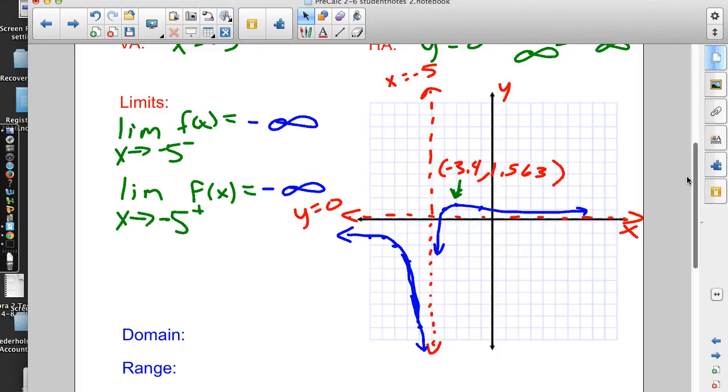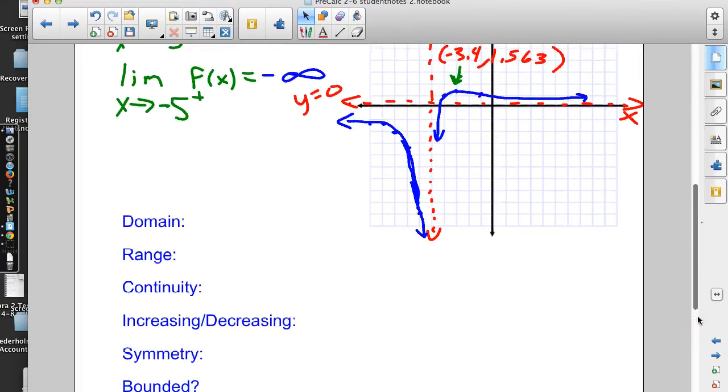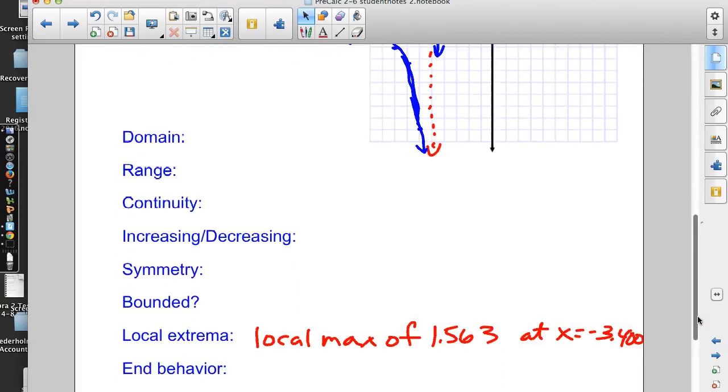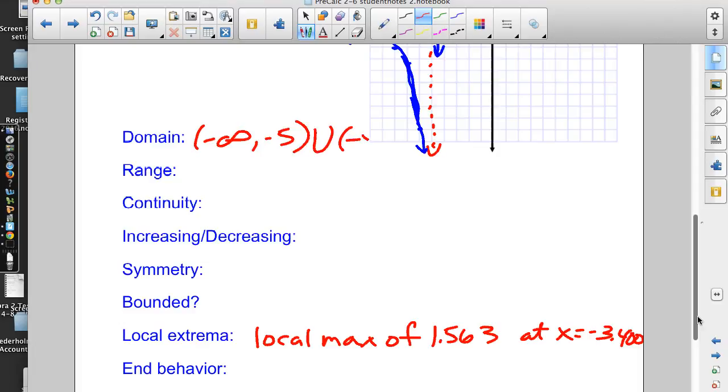So normally, that was kind of where we were going to stop, except now they also say analyze the graph. And to analyze the graph means more of our objective. We've got to do domain, range, continuity, all of that good stuff. So, domain. Did we have anything we had to leave out? Yeah, that was our vertical asymptote. So, negative infinity to -5, jump over it, and be back on your way to the right.